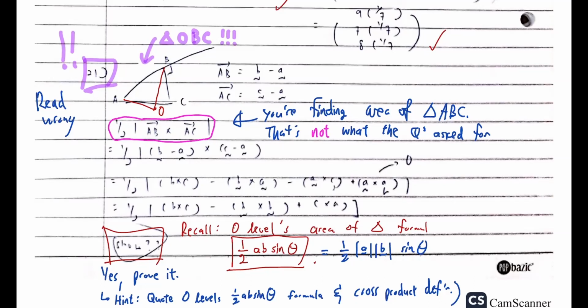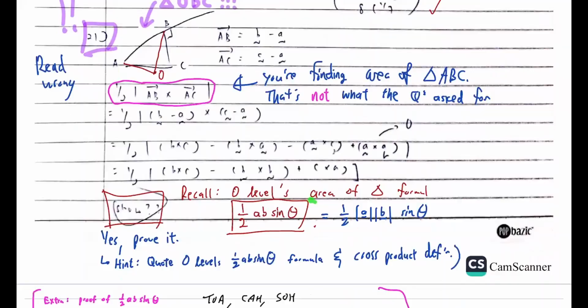Show that the area of triangle OAB is half of the modulus of A cross B. Yeah, area of triangle OAB, not ABC. So you misread the question. The trick here is to use the O levels area of triangle formula, half AB sine theta. Do you remember this formula from Trigo? Yeah, half AB sine theta.